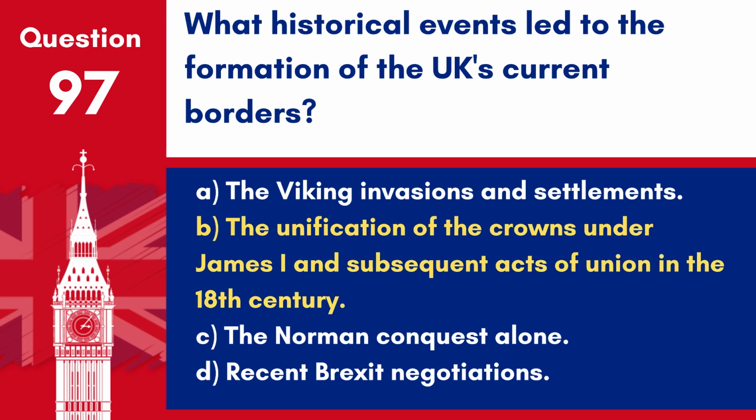Answer: B. The unification of the crowns under James I and subsequent Acts of Union in the 18th century. The political union of England and Scotland in 1707 under the Acts of Union, followed by the union with Ireland in 1801, shaped the UK's current borders, with the later partition of Ireland in 1922 establishing the boundary between Northern Ireland and the Republic of Ireland.